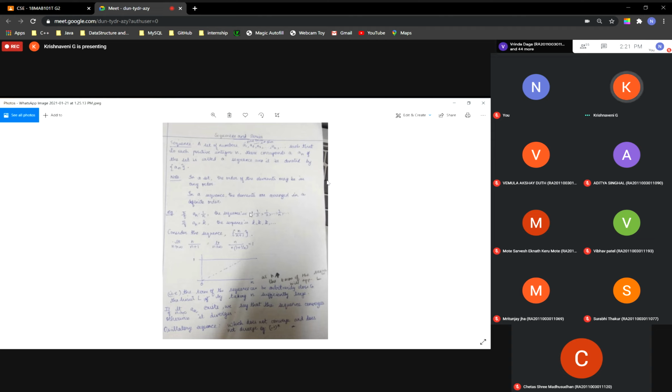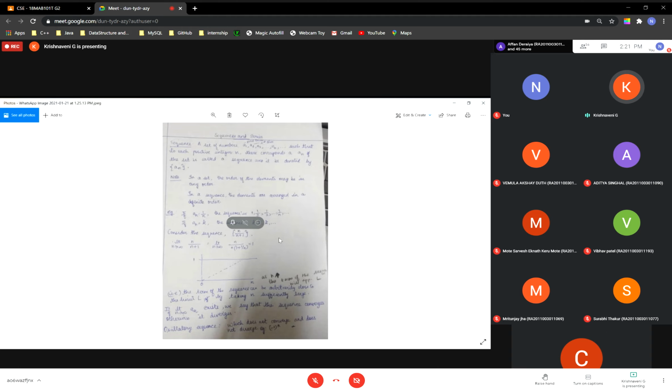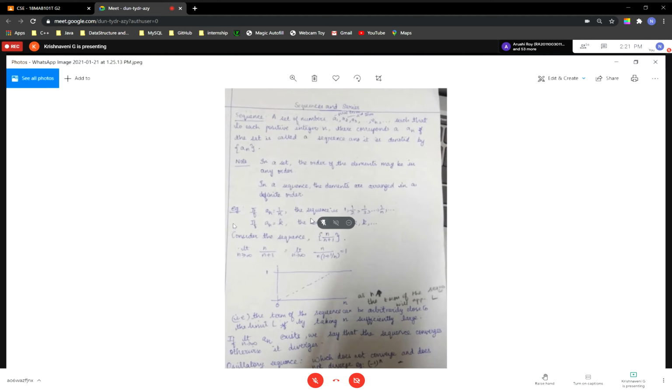Examples: if an equals 1 by n, this is a sequence, how can we write it? 1, 1 by 2, 1 by 3, etc., 1 by n. For this sequence the nth term we can write as 1 by n, that is an. Okay guys, example understood? Yes, ma'am. Okay, if an equals 1 by n, then the sequence can be written as 1, 1 by 2, 1 by 3, etc., 1 by n.